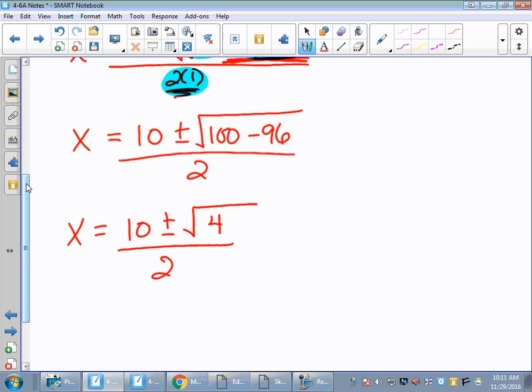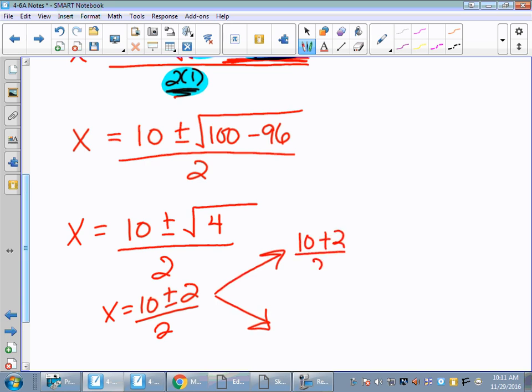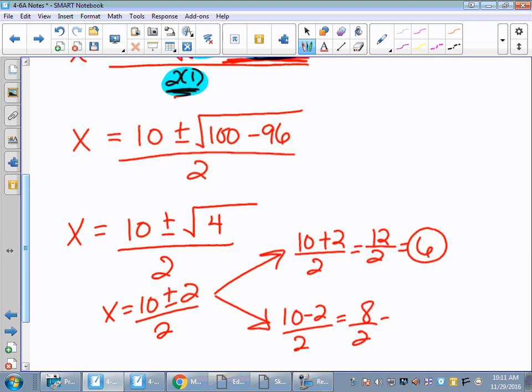The next step would be to actually do that step. Take the square root of it if you can. In this case, it's perfect. So 10 plus or minus 2 all over 2. At that point, I have my answer, but it's kind of written together. So I'm going to take the time to write them as 2 separate answers. So it's 10 plus 2 divided by 2, which is really 12 divided by 2, or 6. There's one of your solutions. And then 10 minus 2 divided by 2, which is 8 divided by 2, or 4. So my two solutions are 4 and 6.